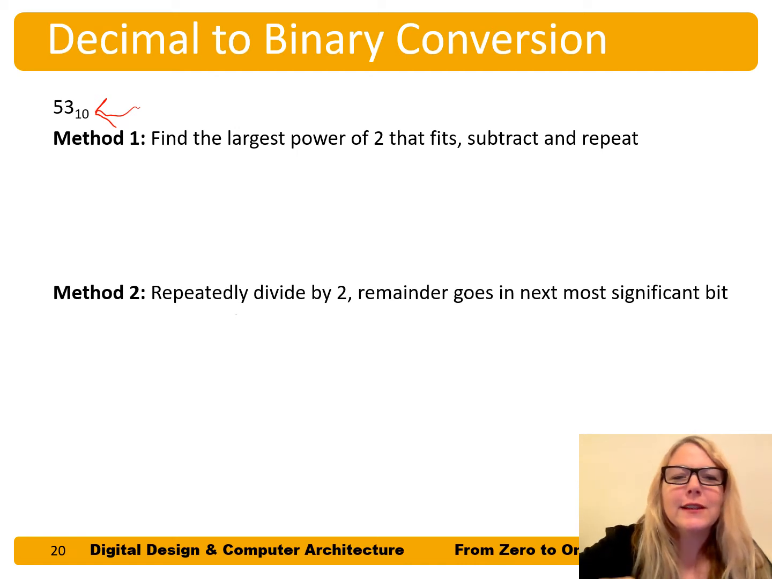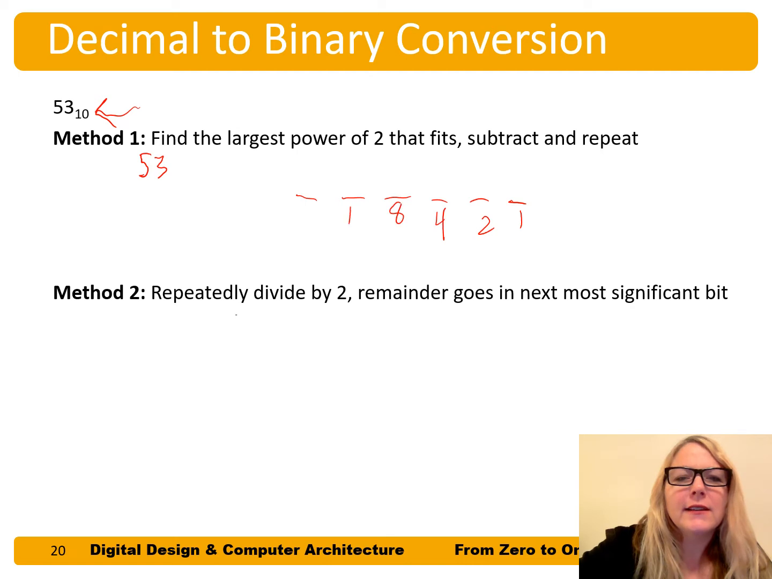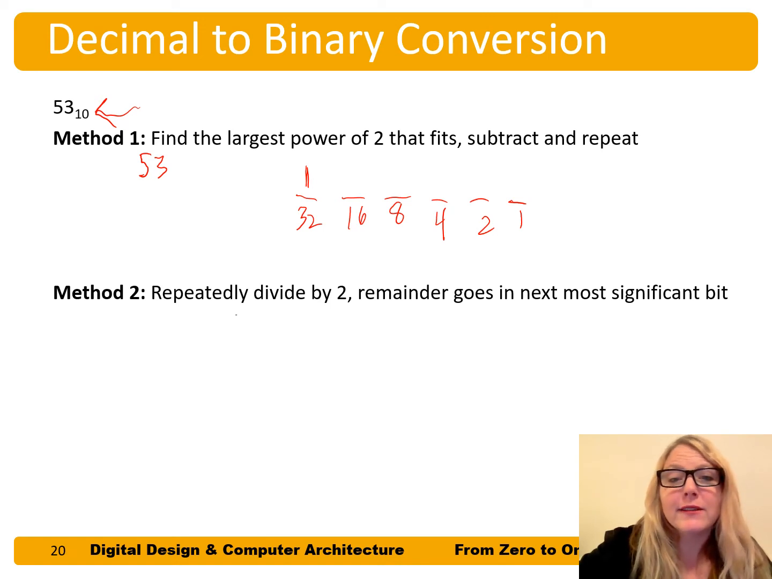Okay, so let's see what we do. So 53, let's find the largest power of 2 that fits. 1, 2, 4, 8, 16, 32 is the largest. 64 is too big. So we put a 1 in the 32's place. If that was the only one we had, and all the rest of the weights were 0, then this value would be the binary representation of 32. So that's not what we want, but let's see what we do from there.